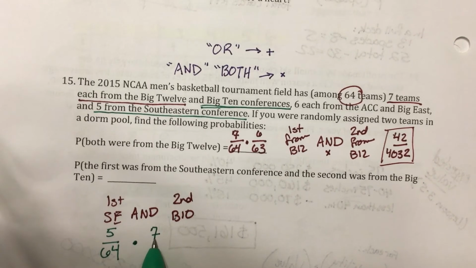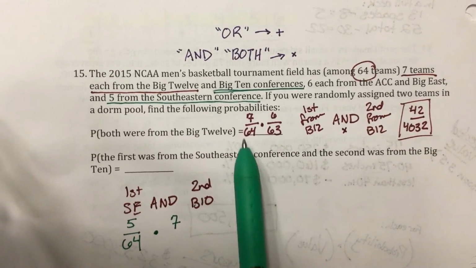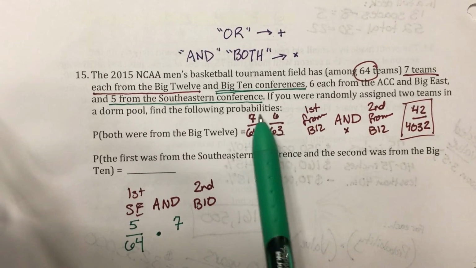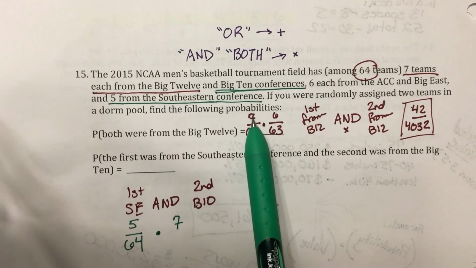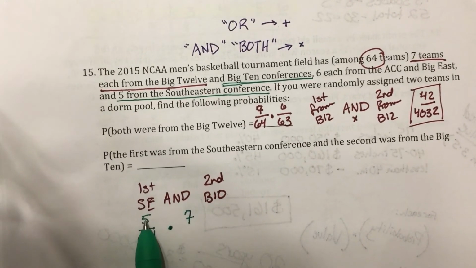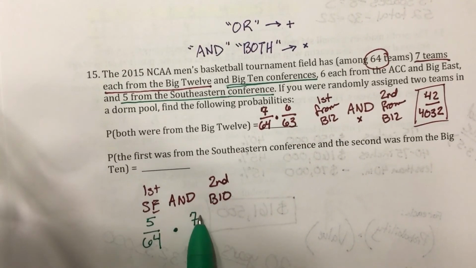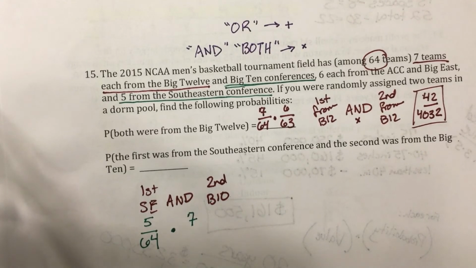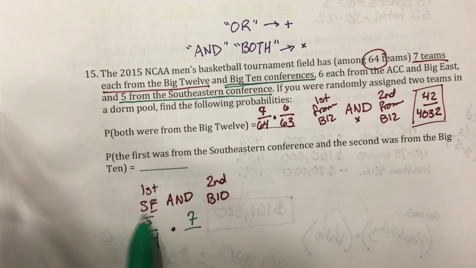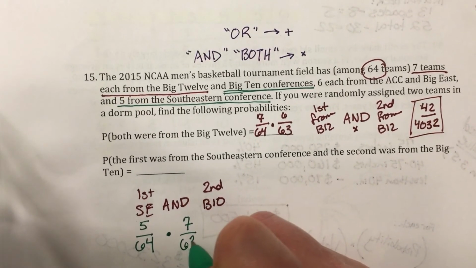Now I don't need to reduce that 7. Here there were 7 teams, but then the second one I had to make it a 6 because we'd used up one from that same conference. Here we're assuming that the first one was from this conference, so all 7 from the Big 10 are still left. However, since I did use one up, the total has dropped.